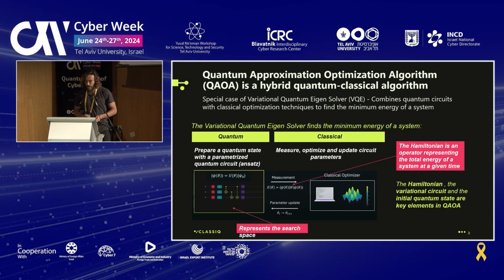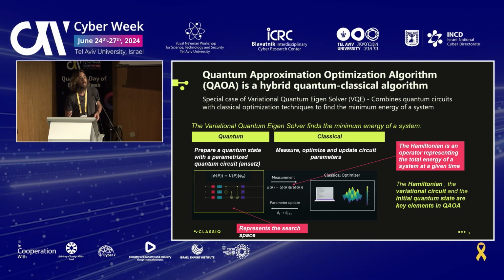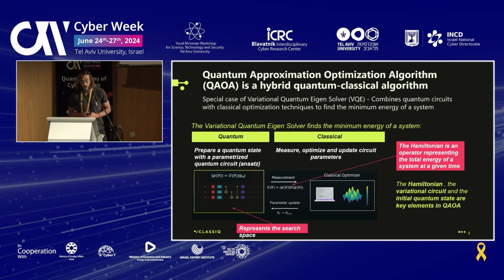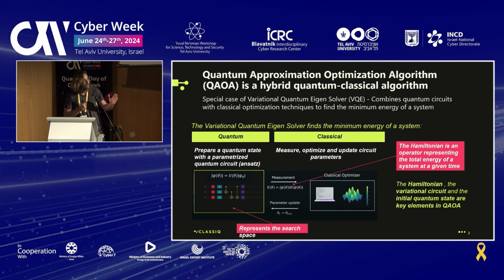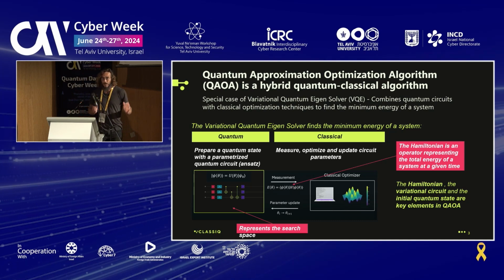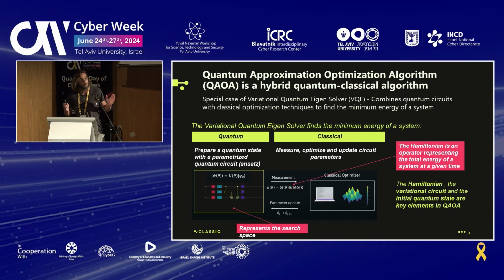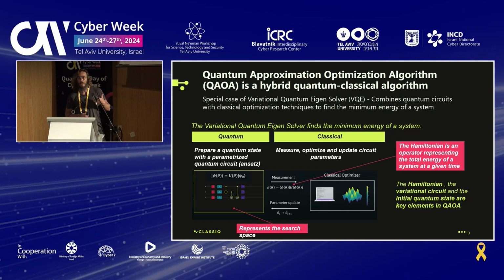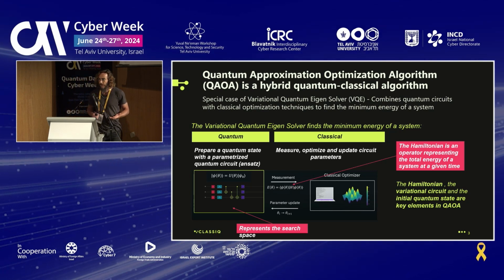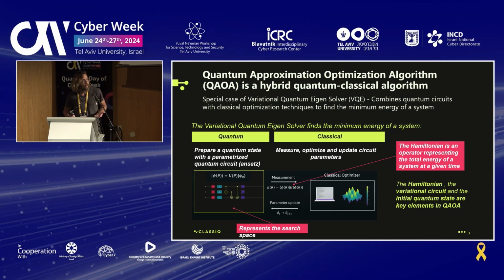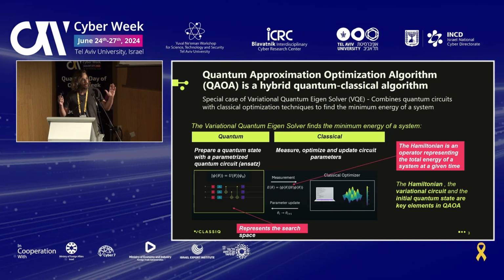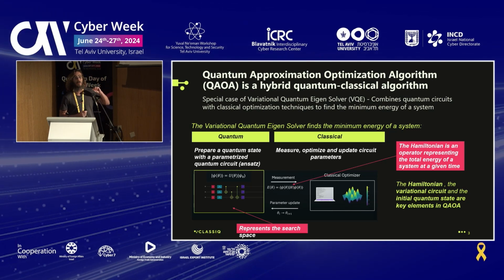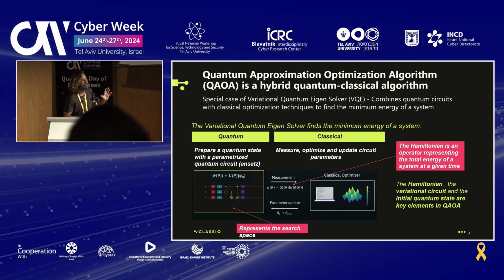QAOA is a hybrid quantum-classical algorithm. Basically, it's a special case of the VQE algorithm, which combines quantum circuits and classical optimization techniques to find the minimum energy of a system. What does that mean? It means that, given that we can represent the total energy of a system as a Hamiltonian operator, which is a fancy word for a Hermitian matrix, we can initiate a quantum-classical hybrid loop to find the minimum energy of the system.